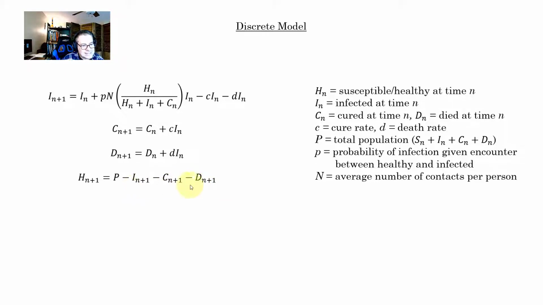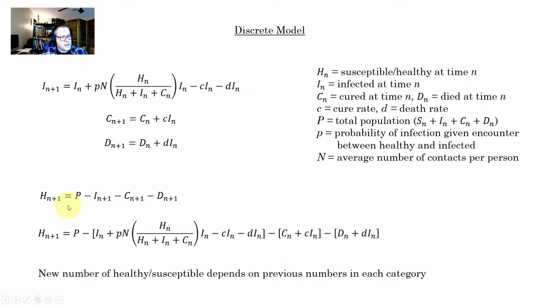Now, each of these is actually calculated based on the number of people in the previous step. When we look at the number of susceptible and healthy people in time step n plus 1, it's based on the current number of people that are infected and the current number of people that are cured and the current number of people that have died, subtracted from my original population. But really, of course, each of these values, the infected, cured, and died at time n plus 1, are all based on what those infected and cured and died populations were in the previous step, as we have just determined in these lines above.